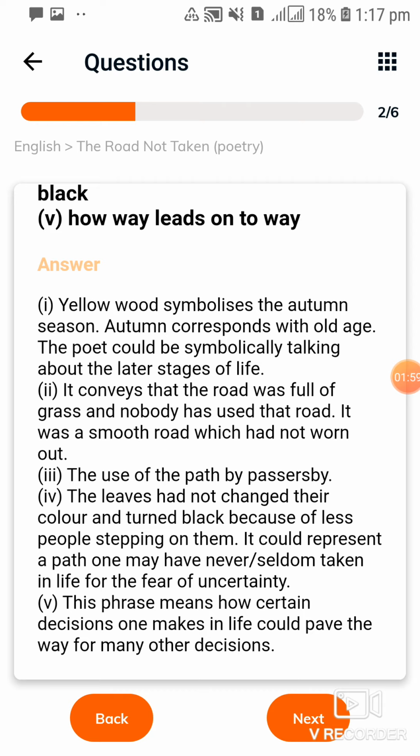Third is the use of the path by passersby. And fourth is, the leaves had not changed their color and turned black because of fewer people stepping on them. It could represent a path one may have never or seldom taken in life for fear of uncertainty. Fifth is, this phrase means how certain decisions one makes in life could pave the way for many other decisions.